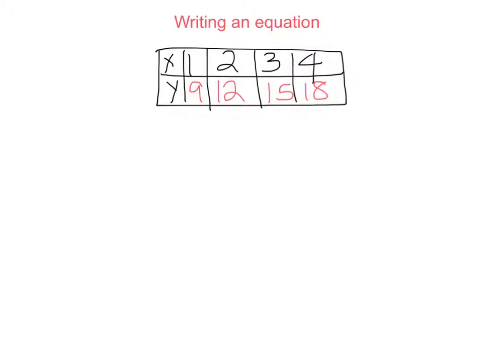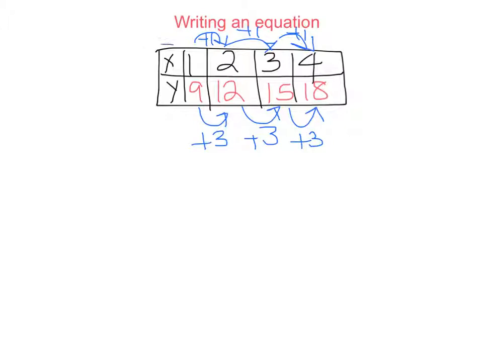So now we're going to look at how we can write an equation for this particular set of data. You want to look to see what is the pattern that is happening amongst the numbers. So 9 to 12 is plus 3, 12 to 15 is plus 3, and 15 to 18 is plus 3. The relationship with x's is it's just plus 1 each time. So we have to determine, well, what is happening to x to get y?